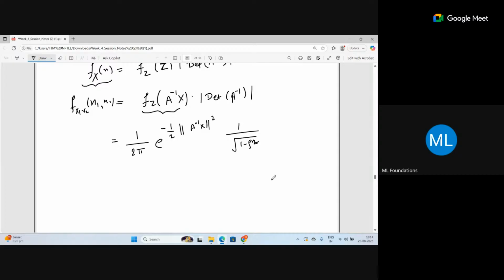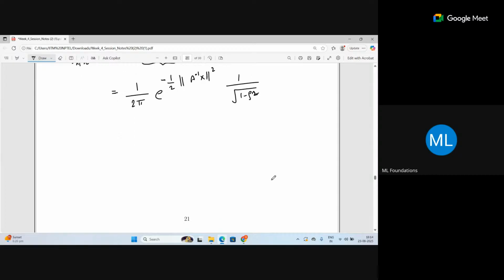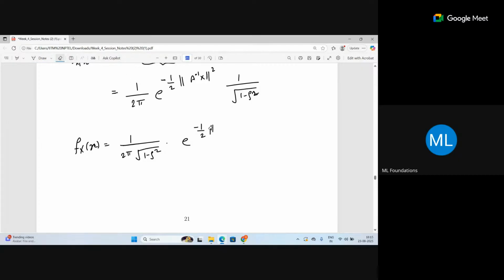Now let us say, what is this equation now? It has become fx of x. When I say fx of x, what does it mean? It's a vector of x, right? Those are simple transforms we have done. Then this is going to be 1 upon 2 pi root of 1 minus rho square into e to the power minus half of A inverse of x square.